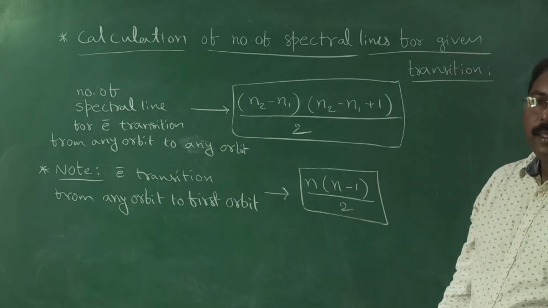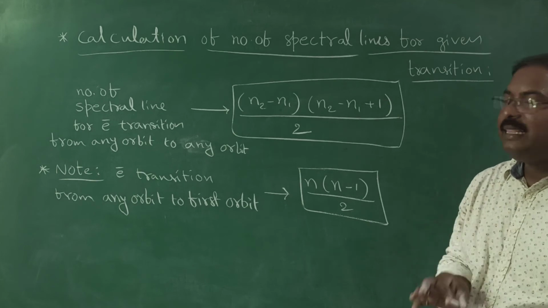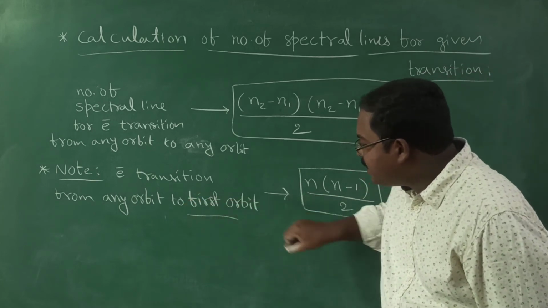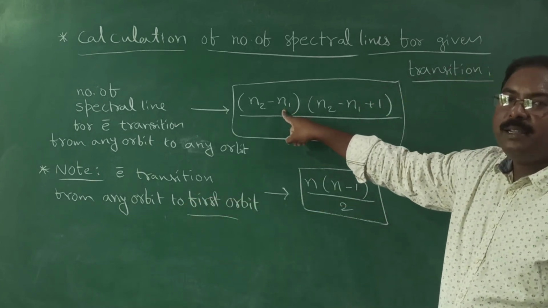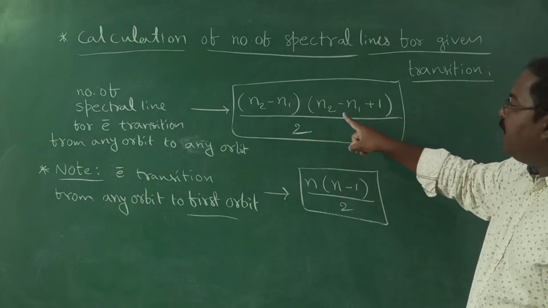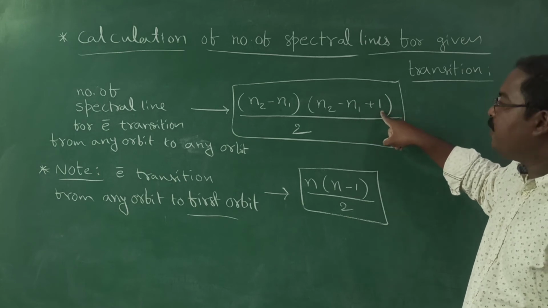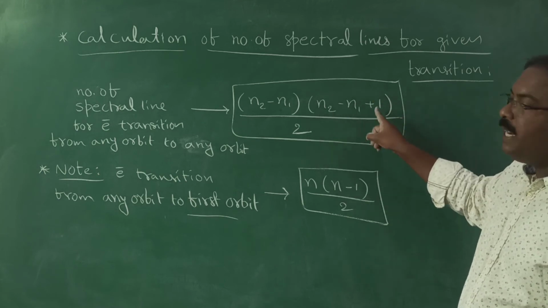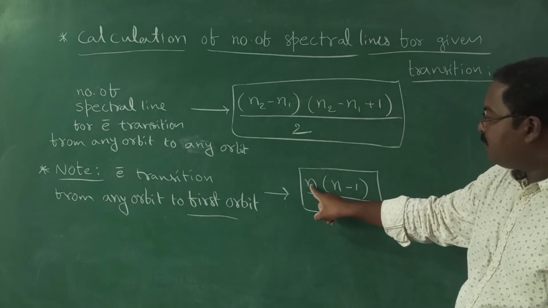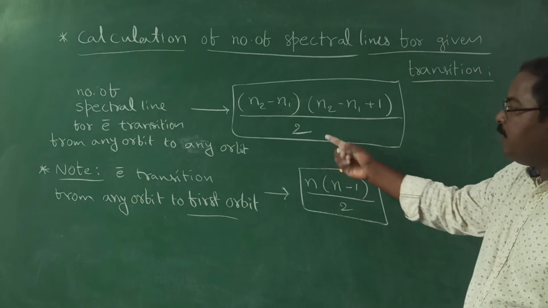Understood? You don't think that sir may have given some other formula. I didn't do anything. For the first orbit, what is the n1 value? 1. That one only we substituted here. n2 minus 1 plus 1 gives 0. So n minus 0 is n. This is the n, n2 minus 1 divided by 2.